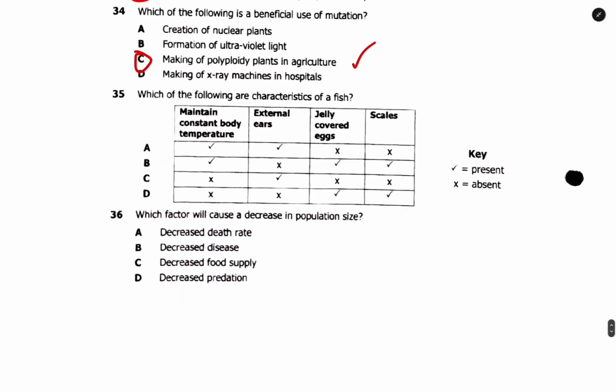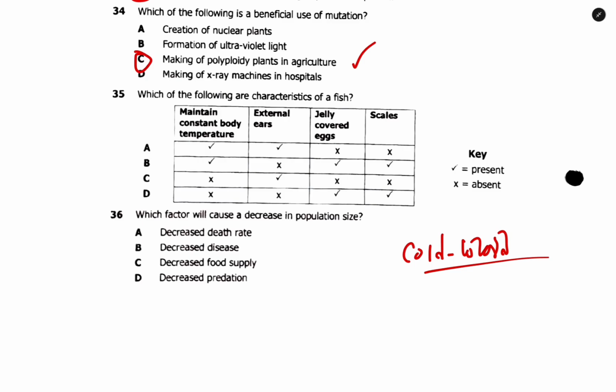Then 35. Which of the following are the characteristics of fish? The first part here, maintain constant body environment. The fish is cold-blooded, which means its body temperature depends on the external temperature, the temperature of the environment where the fish is. So it is not warm-blooded like humans. Okay, so this is called cold-blooded.